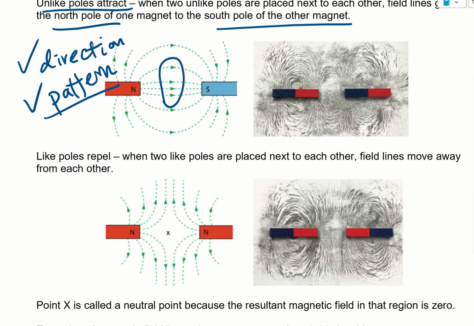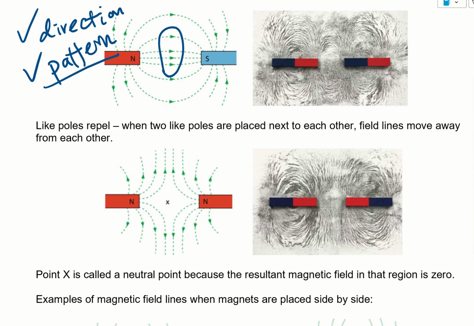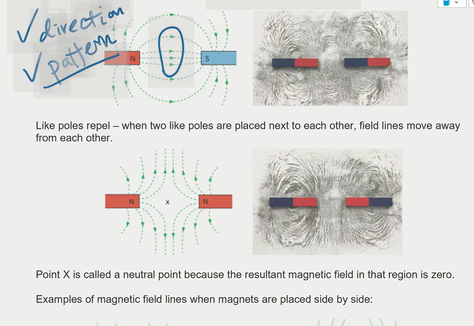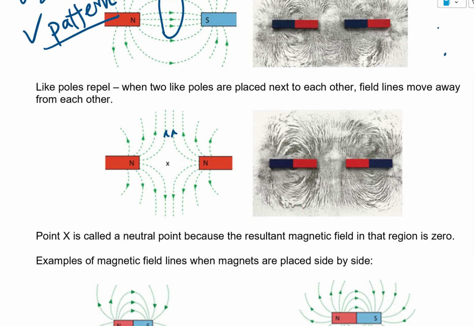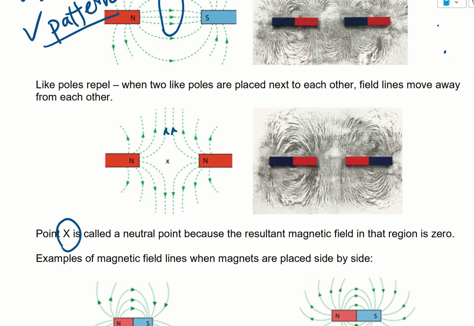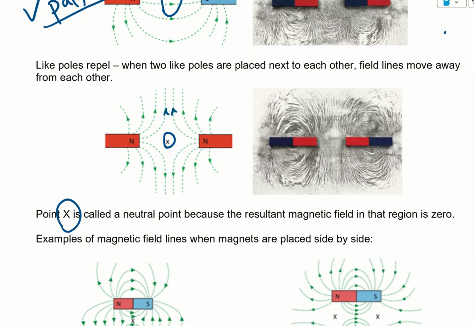Because the more you draw, sometimes the direction you will tend to miss out one or two and it becomes wrong. Okay, and because like poles repel, when two like poles are placed next to each other, the field lines move away from each other, because remember, the field lines cannot touch or cross each other. So if I have two north, then it will look like this. Okay, they cannot touch. So this point X is called a neutral point because the resultant magnetic field in that region is zero, provided that both magnets are of equal strength, right?